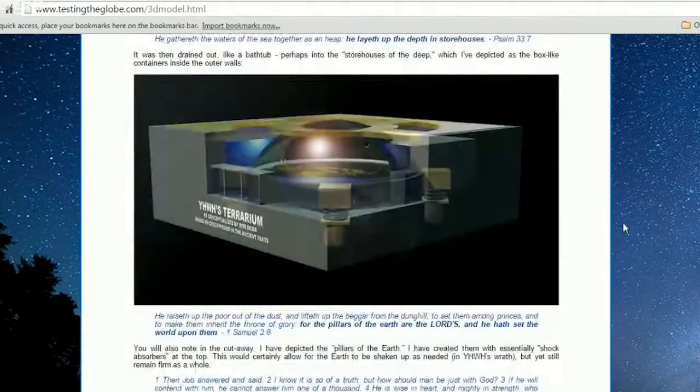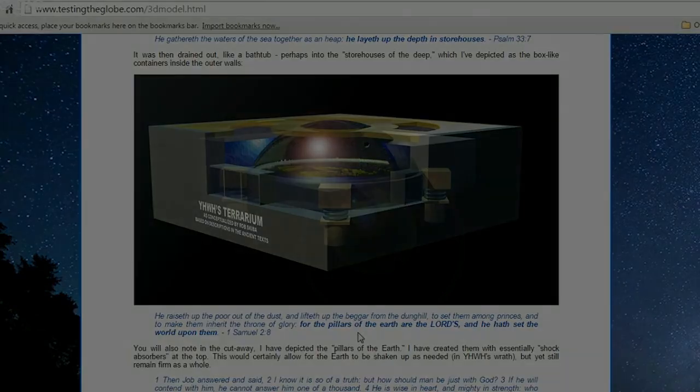We see in 1 Samuel 2:8, I've got this kind of subdued imagery here, sort of an X-ray vision view looking in, so you can see the pillars of the earth there. Because we see in 1 Samuel 2:8, "He raises up the poor out of the dust and lifteth up the beggar from the dunghill, to set them among princes and to make them inherit the throne of glory. For the pillars of the earth are the Lord's, and he hath set the world upon them."